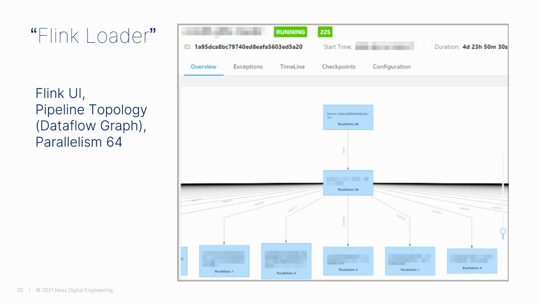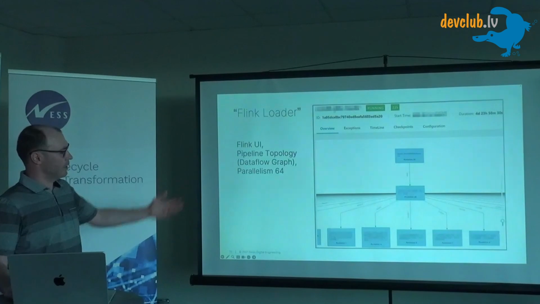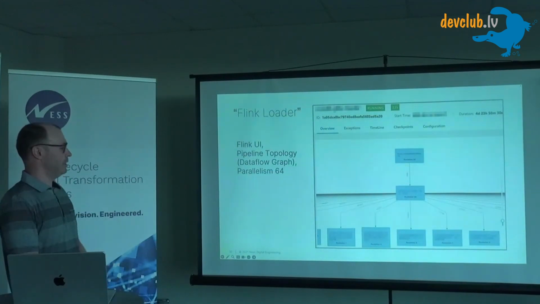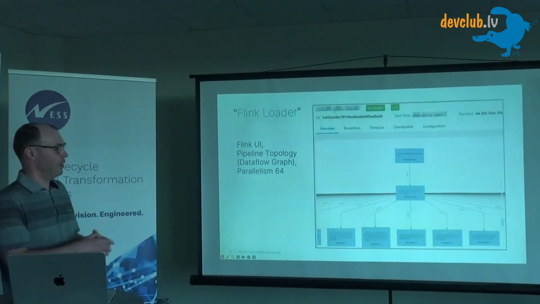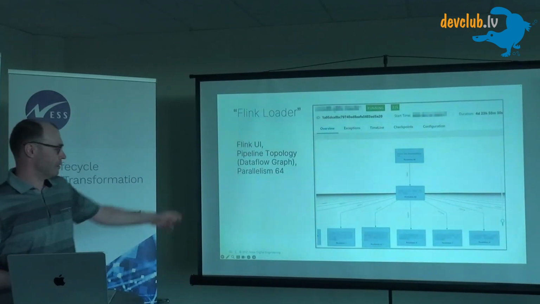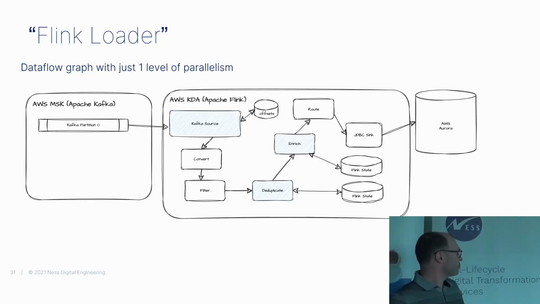This is how a real Flink pipeline looks. This is a data flow graph with a level of parallelism of 64. Unfortunately, it is zoomed out, and it's not possible to see the whole graph topology. But at the bottom, you could see those tables from MySQL. And if we zoom into this pipeline, you could see how the data flow graph looks with just one level of parallelism.